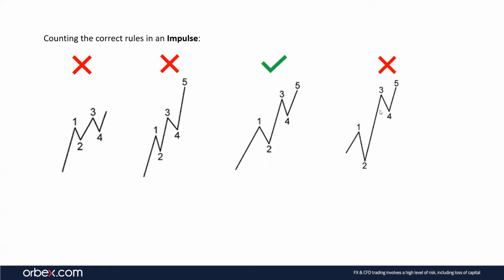Diagram 4, we're seeing that wave 2 has gone beyond wave 1. We've entered the territory of wave 1, and this is not acceptable. This is not a rule in an impulse. And the correct one, so we've got the 2nd wave, 3rd, 4th, and 5th. Even though wave 1 is bigger than wave 3, it's not the shortest wave, because wave 5 is shorter than wave 3. So this is acceptable and it's correct.